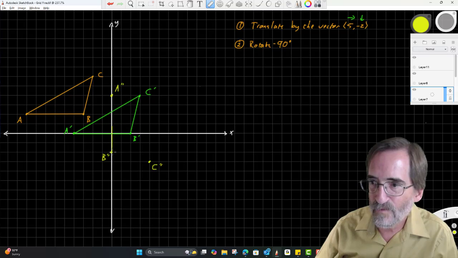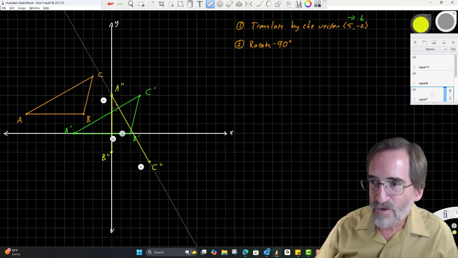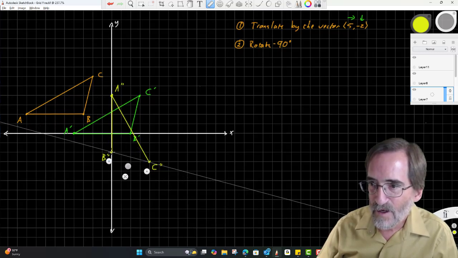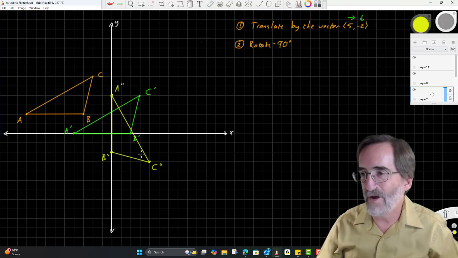There we go. All right, and C. And we get the image after two transformations. Now I want to do a little bit of mathematics on the transformation mapping.